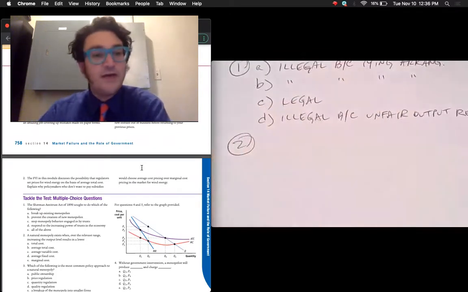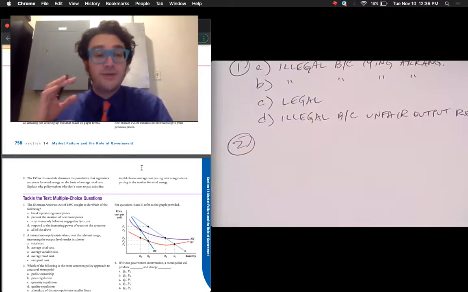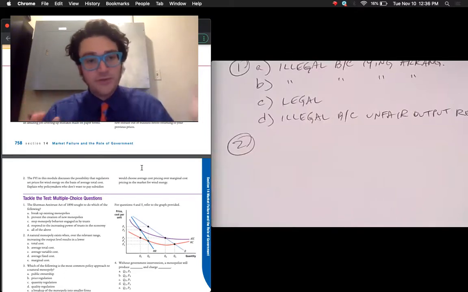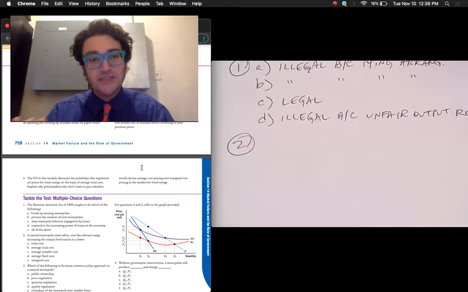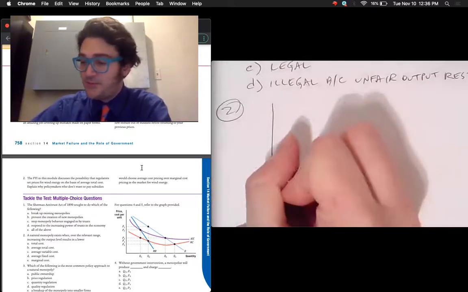Number 2 says the FYI in this module discusses the possibility that regulators would set prices for wind energy on the basis of ATC, and explain why policymakers who don't want to pay a subsidy would choose ATC over MC pricing in the market for wind energy. And the easiest way to do this is actually through an example.